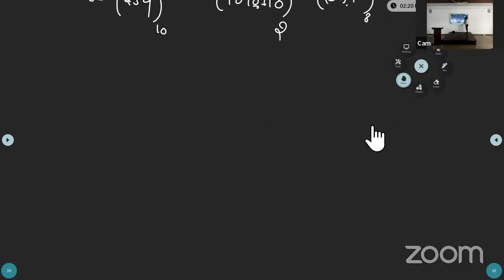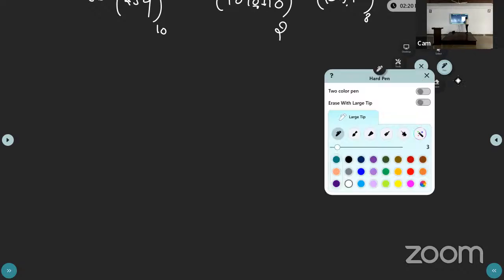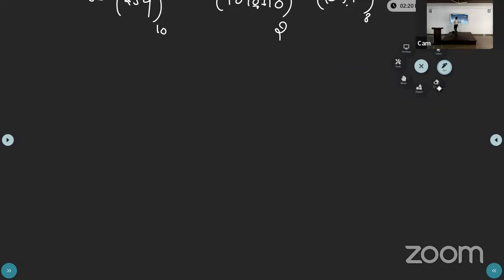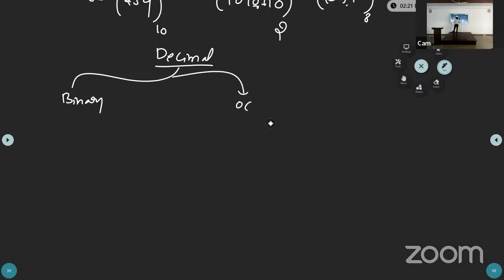I will take all the conversions at once. Decimal. Now you can convert decimal to binary, octal, and hexadecimal.